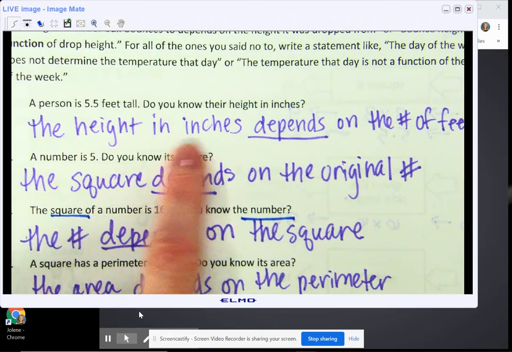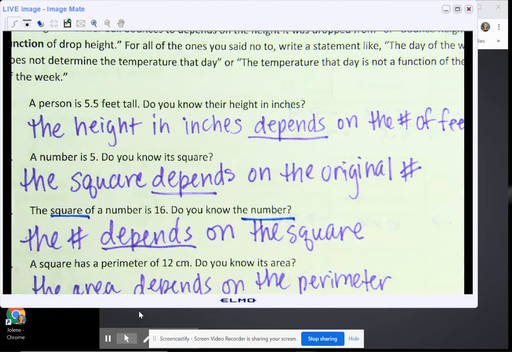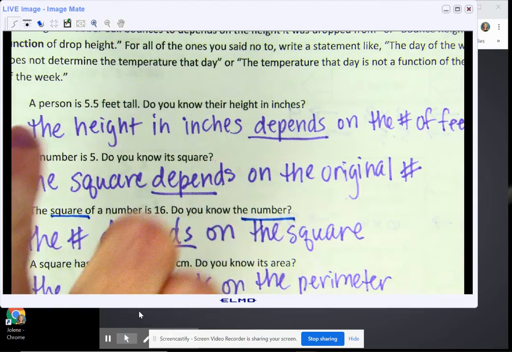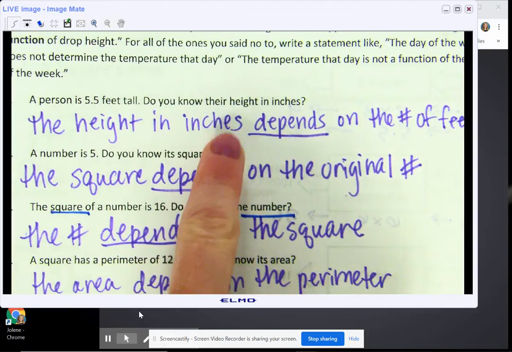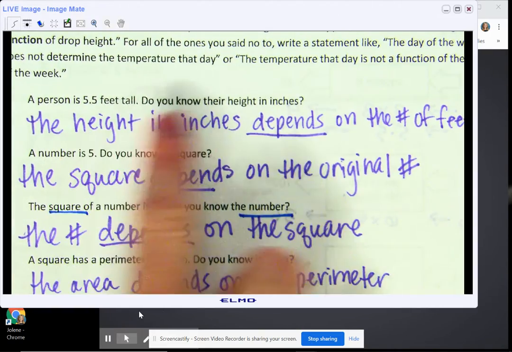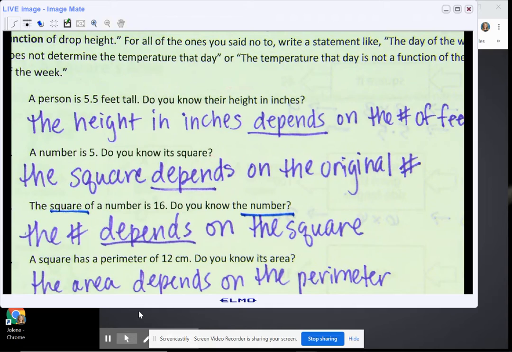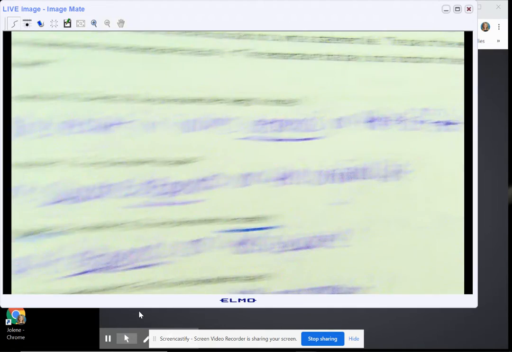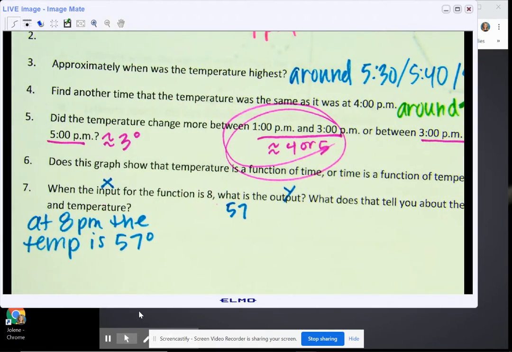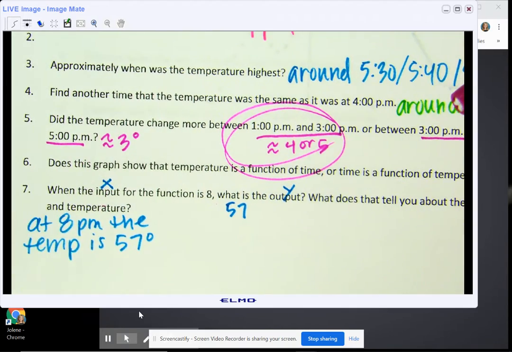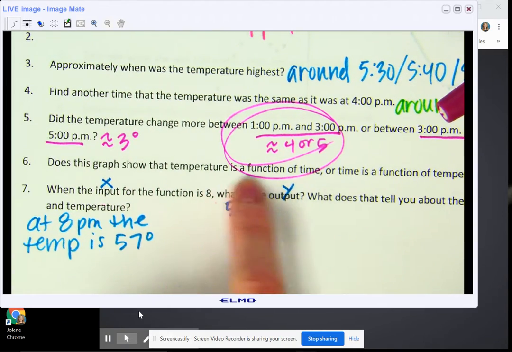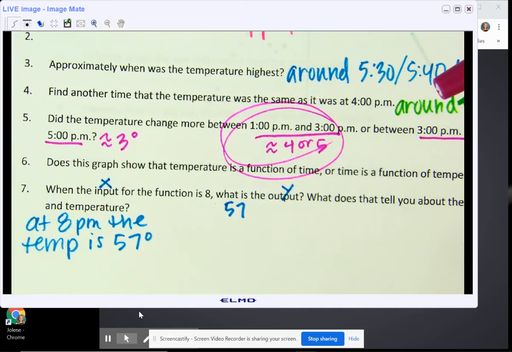And we got to the point that we said the output depends on the input. Every single time, the output depends on the input. I think we even put that in your notebook. Output depends on the input. Then we talked about dependent and independent variables. The output is dependent on the input, right? So now we're going to take those words and help us figure out what that means for these types of statements where something is a function of something else.